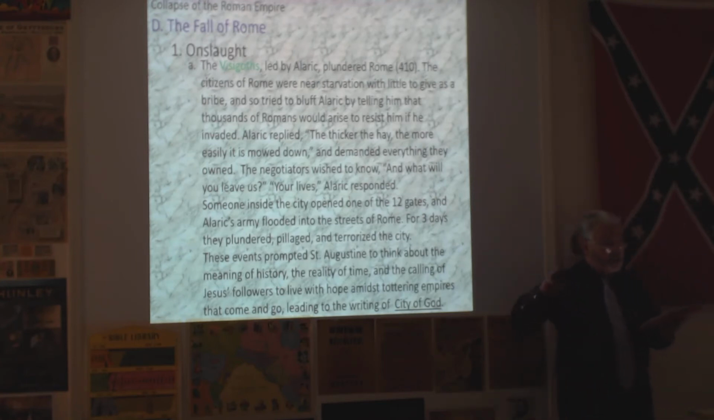They had besieged it on 2 previous occasions and were bought off by bribes from wealthy Roman senators. But when they besieged the city in 410, the citizens of Rome were near starvation, and they had very little to give. They tried to bluff Alaric by telling him that thousands of Romans would arise to resist them if he invaded. Yeah, they're hiding. You can't see them now, but there are thousands that will rise up if you invade Rome.